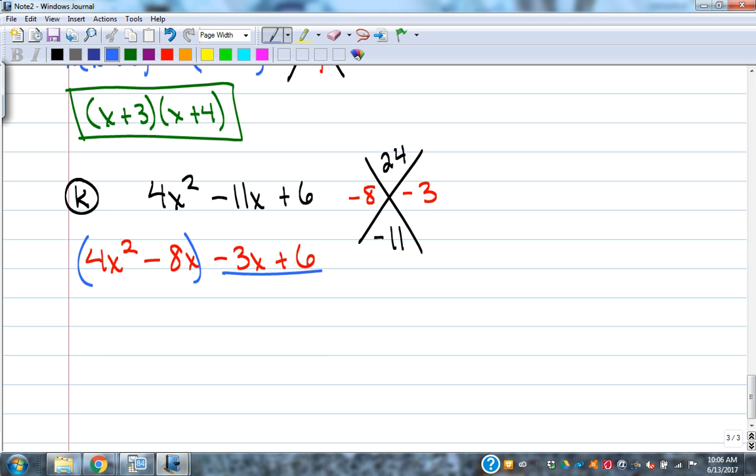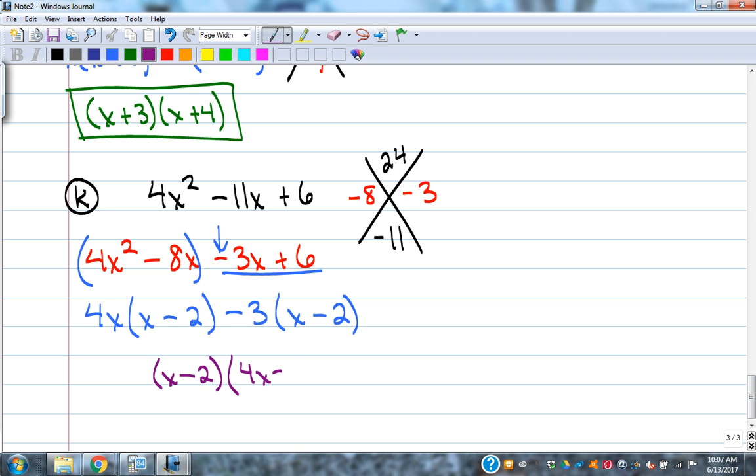GCF of the first two, 4x, leaving x minus 2. Good. GCF of the second two, minus 3. Remember that sign right there is going to tell you what to pull out. So it's a minus 3. So that's going to leave us x minus 2. Remember, it changes the signs on the inside. Parentheses match. Yay. Matching parentheses is one factor. The stuff in front is the other.